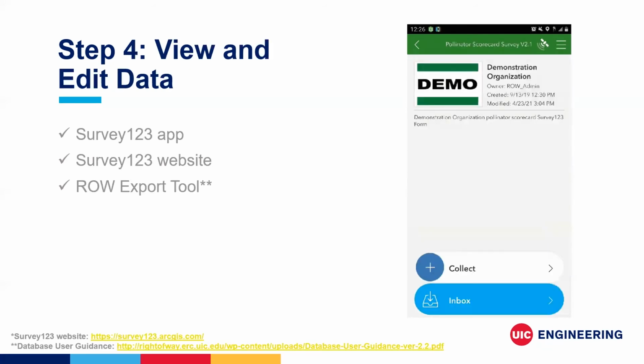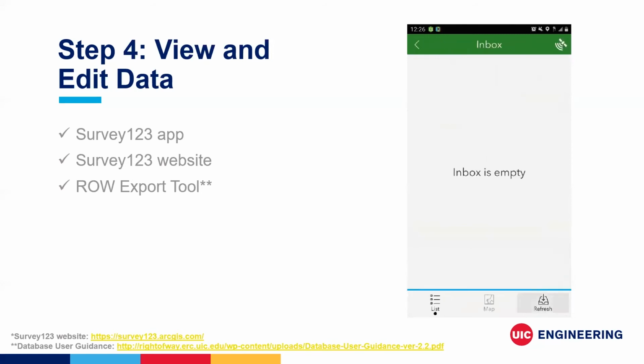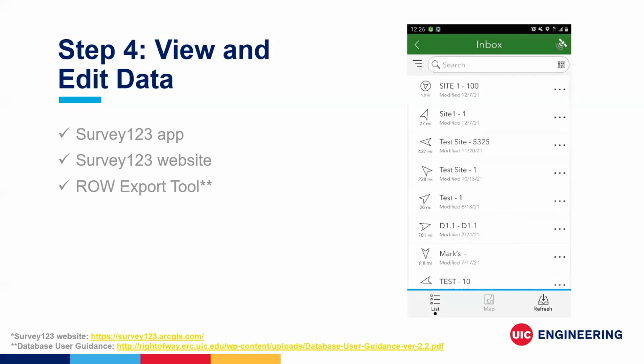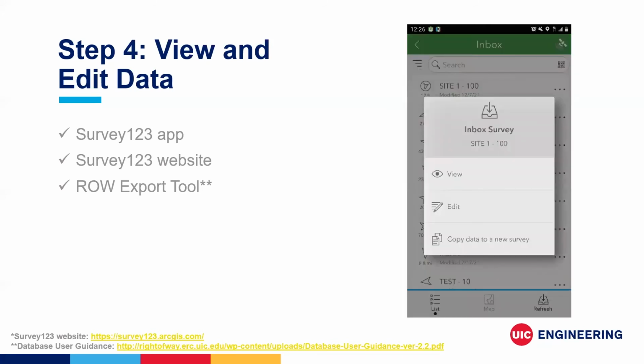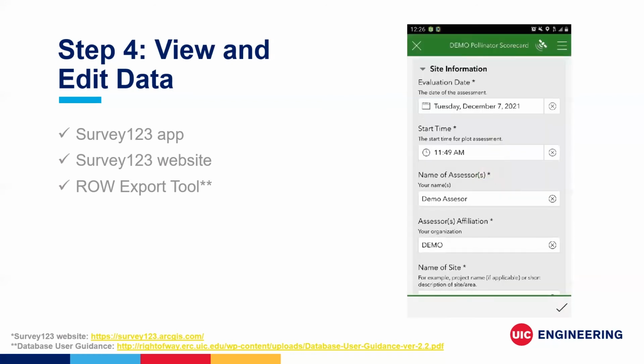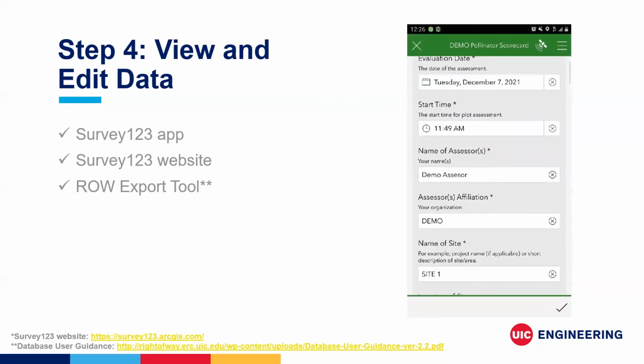Pollinator Scorecard surveys can be edited after they've been submitted, either directly in the Survey123 app or by logging into the Survey123 website. Open the Pollinator Scorecard survey and select Inbox, and then refresh on the next screen. Submitted surveys are listed by submission date. Select Edit to reload that survey, make any necessary changes, and then resubmit the survey. Here you'll also have the option to copy data to a new survey, which may be useful if you are collecting multiple similar habitat assessments or returning to a particular plot or site.